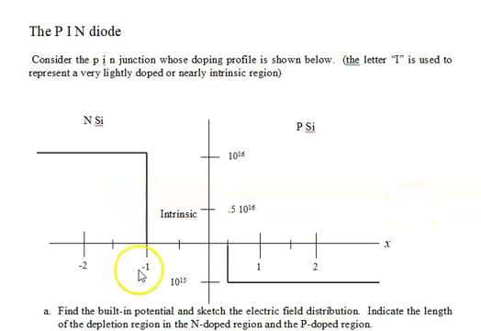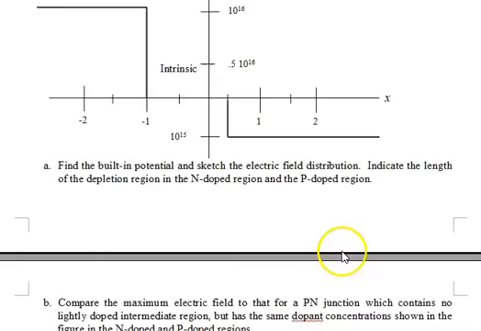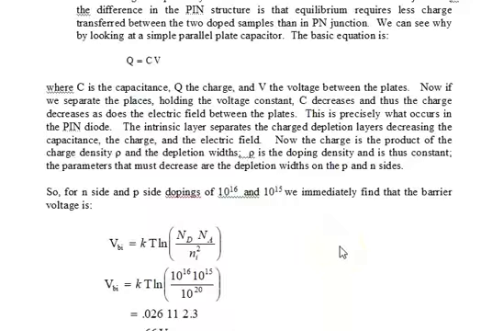It's now dropped, however, across 3 regions. There's a depletion region here where we get some drop. There's a depletion region here where we get some drop. And there's a region here in the intrinsic where we also get drop. We'll show that most of the drop is across the intrinsic region. Of course, there are essentially no drops across the quasi-neutral regions.